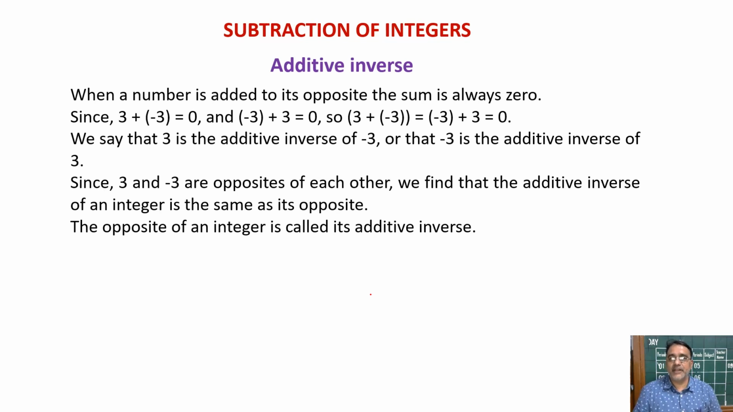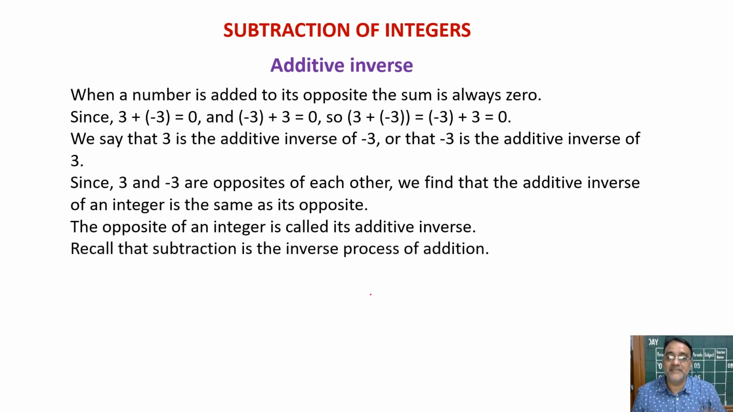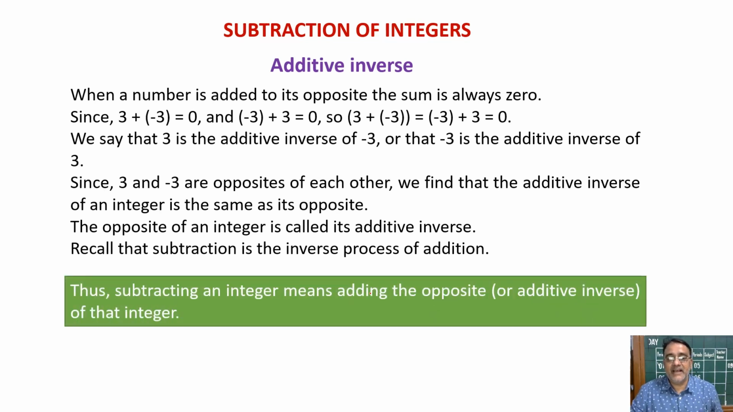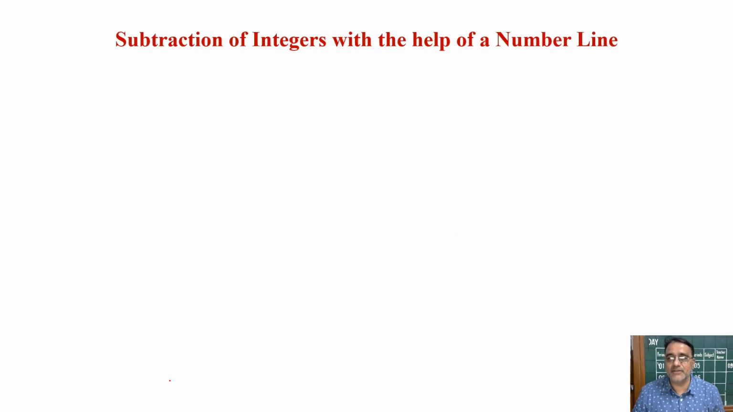Okay, so recall that subtraction is the inverse process of addition. Subtracting an integer means adding the opposite of that integer. Opposite means additive inverse. अगर हम लोग को subtract करना है तो जो second number का जो additive inverse है उसको add करेंगे. So that is the process actually. Okay. So we will see some examples using number lines. Subtraction of integers with the help of number lines.